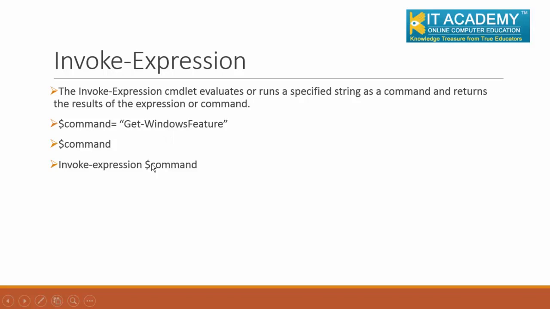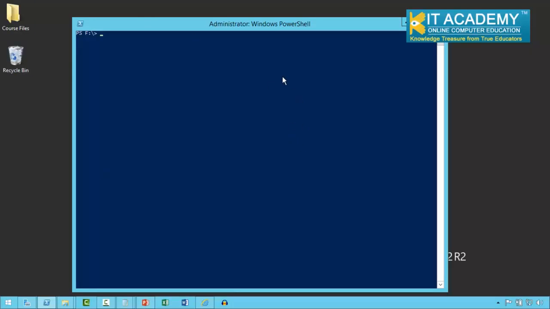So let's go back to the PowerShell session and run this command. You can now see I'm inside the PowerShell session. First I'm creating a very simple variable, and I'm storing the value Get-WindowsFeature as the value for the $command variable. And this is obviously a valid PowerShell cmdlet. Now if I just type $command, it's not executing the Get-WindowsFeature cmdlet. Instead, it is showing me its text as it is.